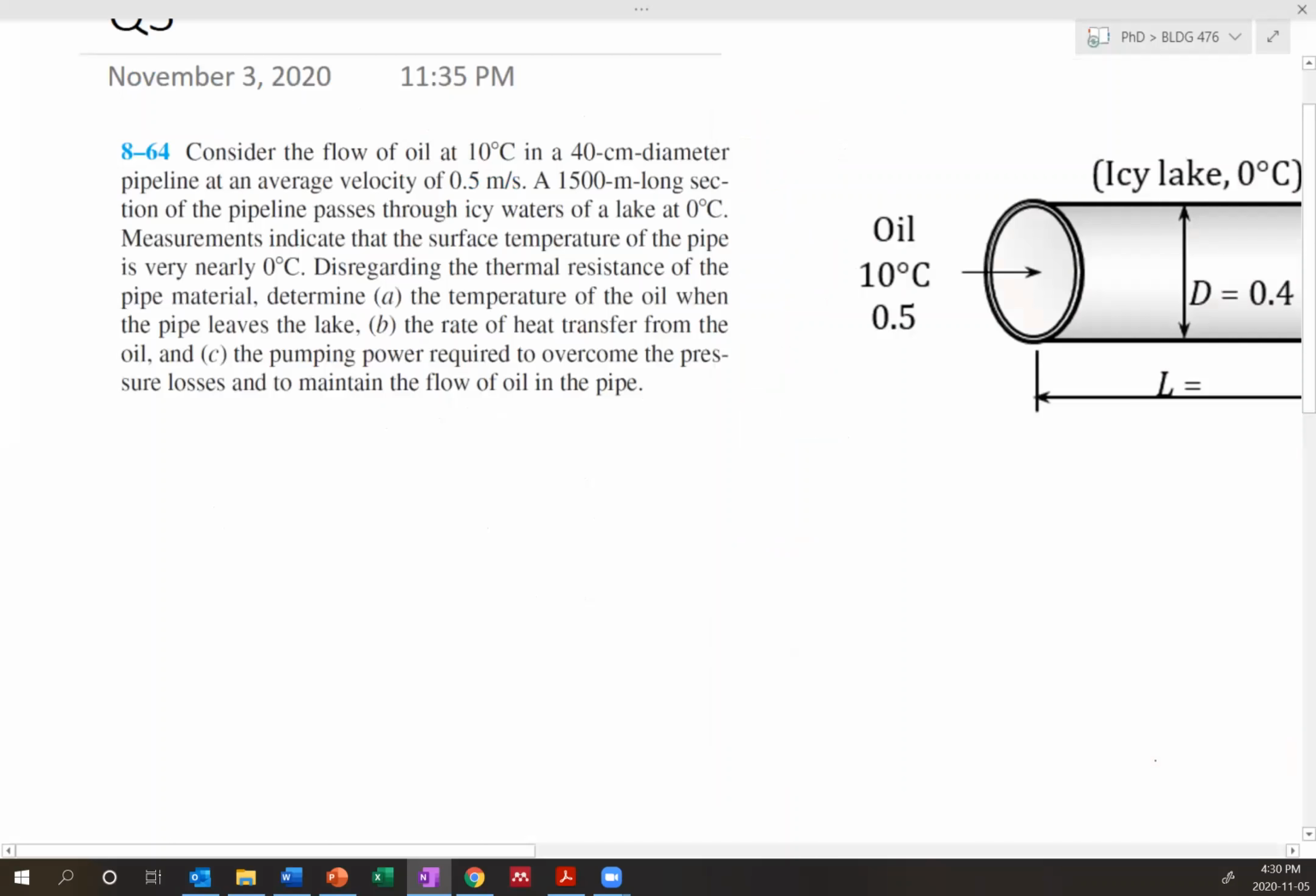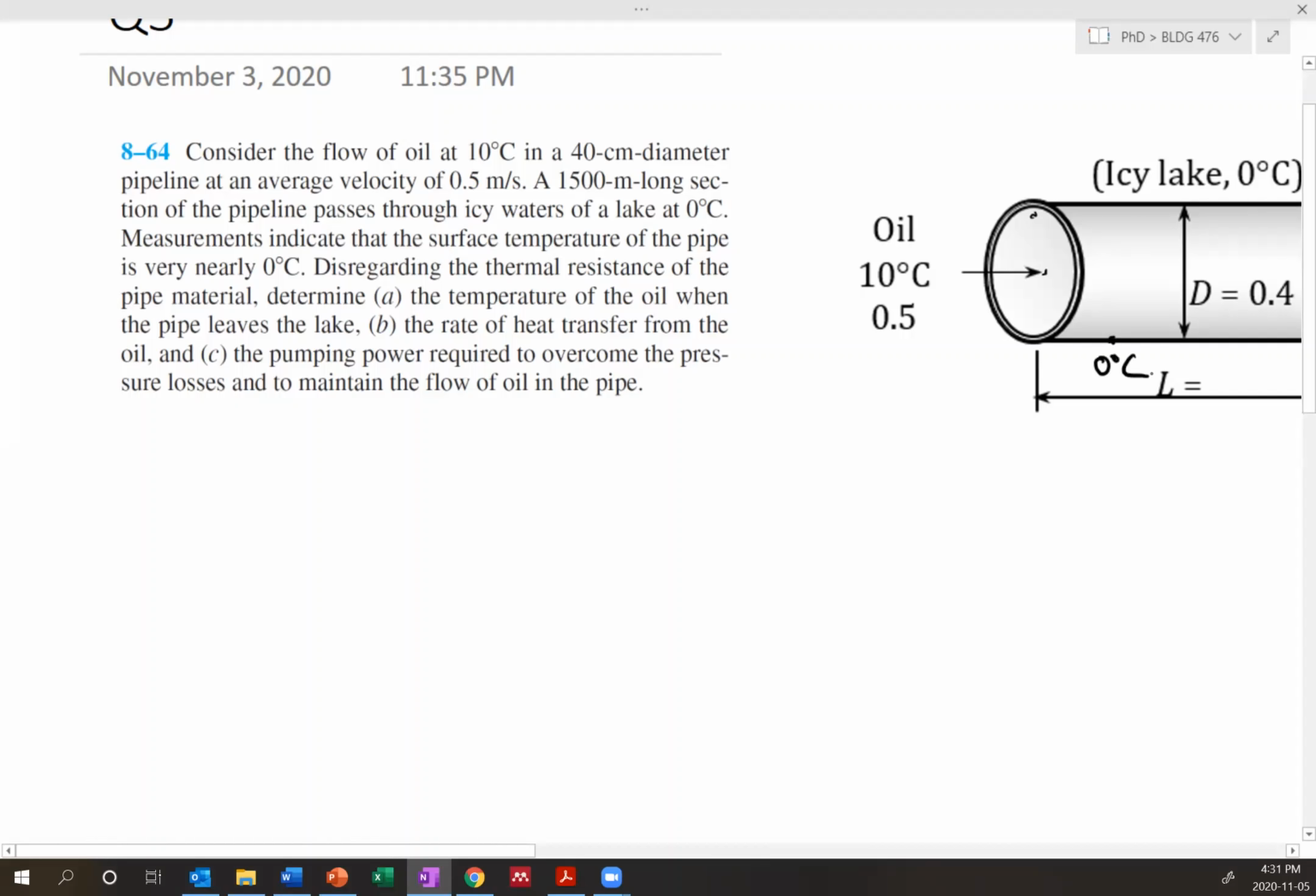Okay, so now we're getting a little more advanced here. So we have oil flowing through a pipe at 10 degrees Celsius, with a 40 centimeter diameter. The pipeline has an average velocity of 0.5 meters per second. As we know, the velocity here is going to be less than the velocity in the middle, but we're given average velocity this time. There's a 1500 meter long section that passes through an icy lake. The lake is icy, so it's at about 0 degrees Celsius, and we also know that the surface of the pipe is at about 0 degrees Celsius. So that's the outer surface.